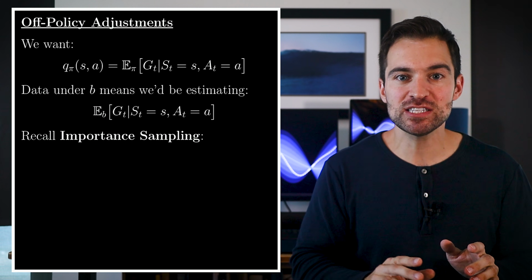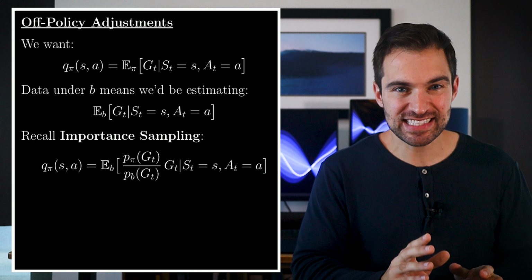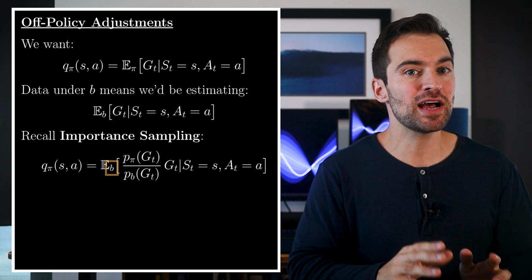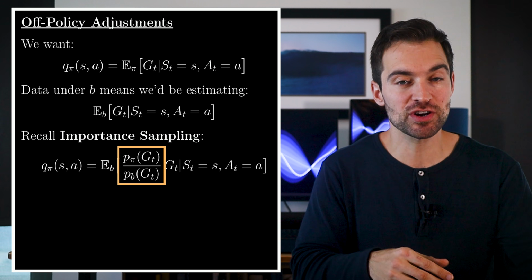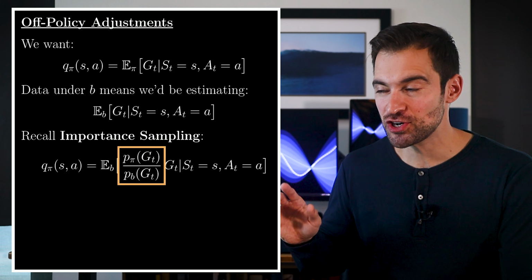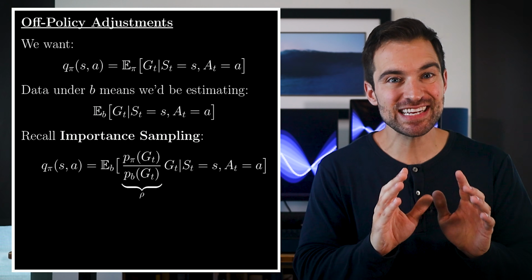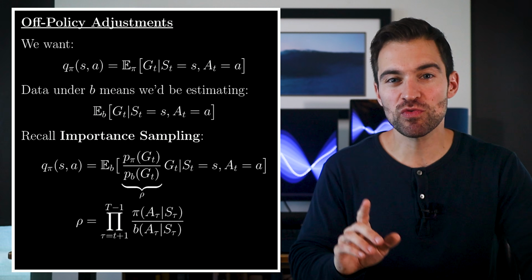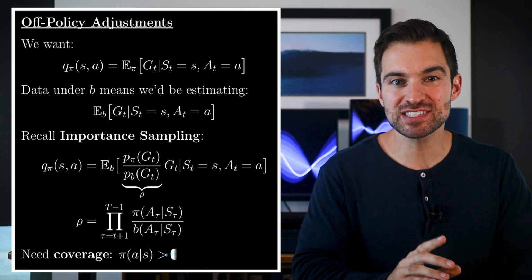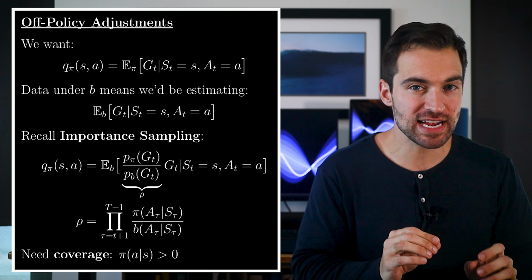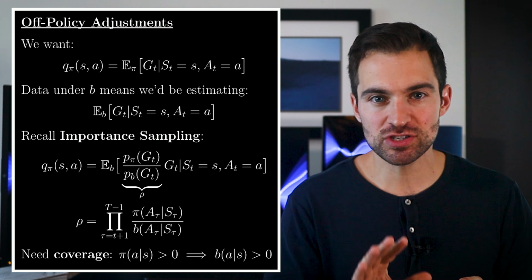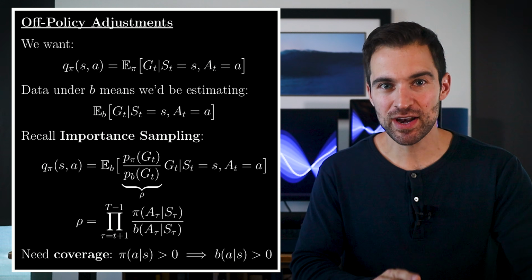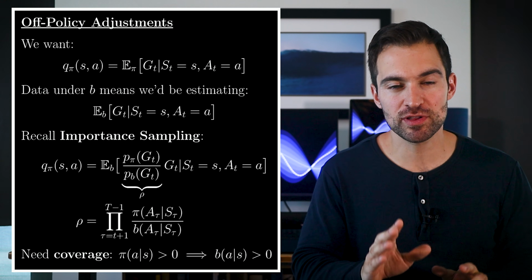In our case, that means we use this. This says that the thing we're after is the expectation under B of the return multiplied by the ratio of the probabilities of that return under the two policies. We will label this ratio as rho. It turns out it is equal to just the product of the ratios of the two policies over the remainder of the trajectory. Next, we require coverage, which means if the target policy might take a specific action in a particular state, then so must the behavior policy. It ensures, in the limit of infinite data, we won't have zero data in places where the target policy might end up.